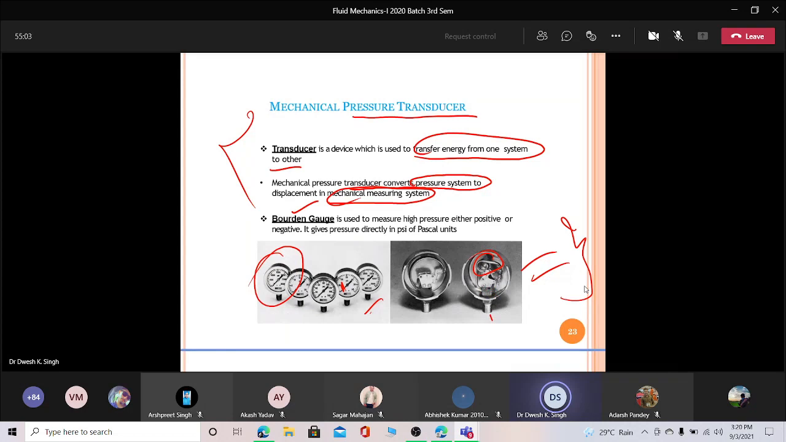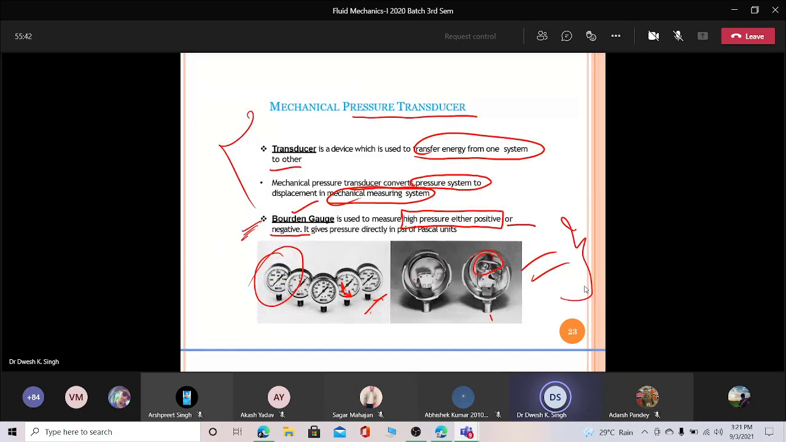Okay. This device is used for high pressure, and there is also a provision to give you the reading of negative pressure. That means this arrow can go down to below atmospheric pressure. If there is a vacuum, that can also be measured by this Bourdon gauge. So this is your Bourdon gauge, and it is used for both vacuum pressure and gas pressure. It can give you both positive and negative readings.